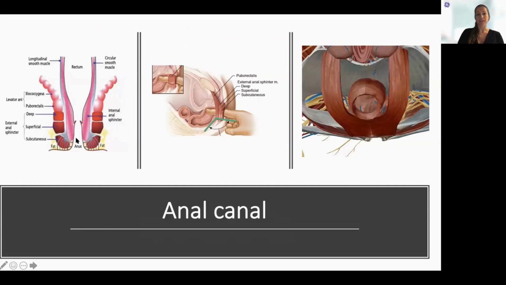Anal canal: there are three levels of the anal canal, low level, middle level, and high level, and each of these corresponds to the three parts of the external anal sphincter: the subcutaneous part, the superficial part, and the deep part. And here we can see the internal anal sphincter, which starts just below the subcutaneous part of the external sphincter, and then continues and goes over to the rectum muscles.